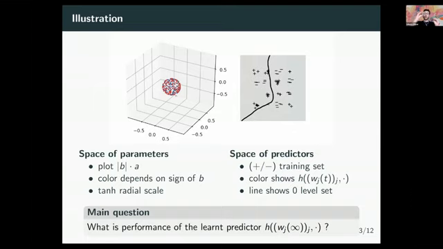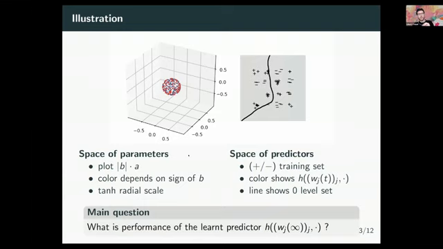So each dot represents one neuron of the neural network. Since it's a two-dimensional classification task, the parameters of each neuron are in R⁴. So to obtain something that I can plot in 3D, I plot the input weight multiplied by the norm of the output weight. And the color of the dot depends on the sign of b.